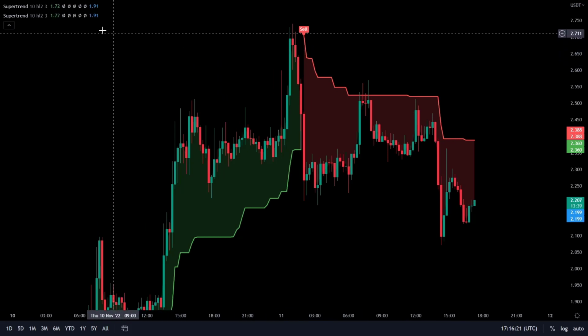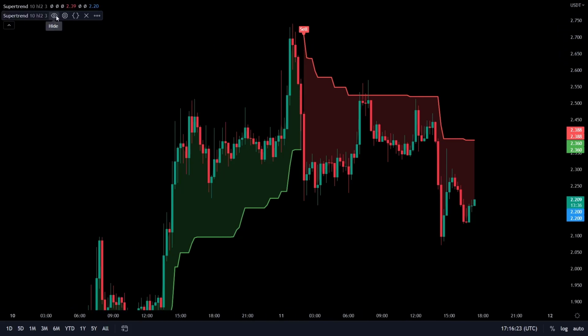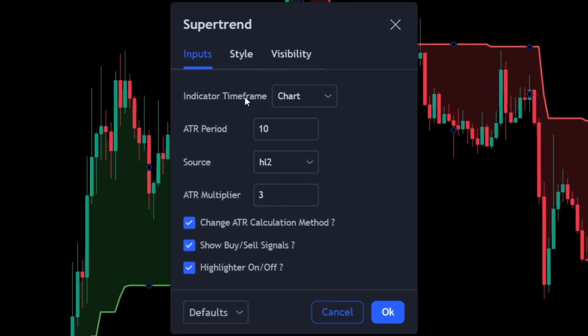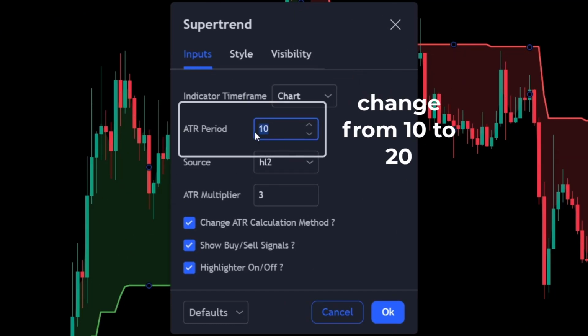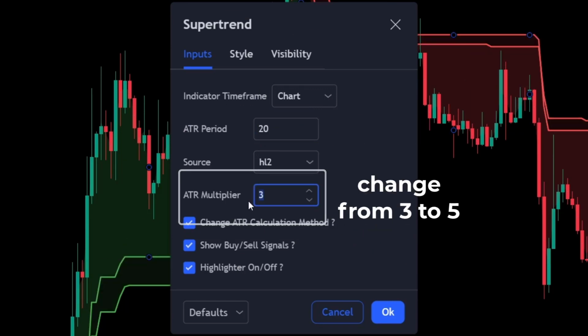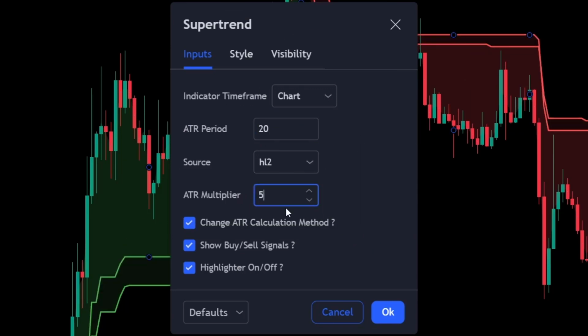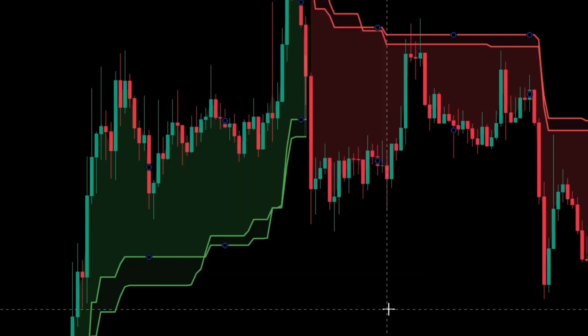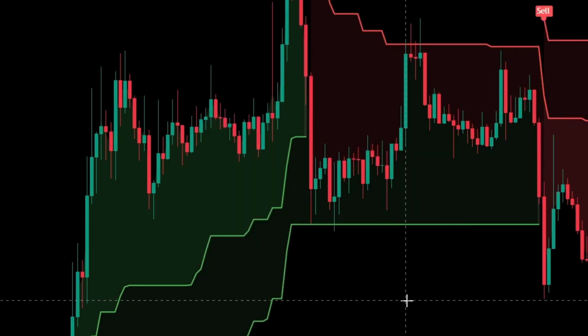Once we have added two Supertrend indicators, we go to the second indicator and open up Settings. In Settings, we change the ATR period from 10 to 20. Also, we change the ATR multiplier to 5. The second Supertrend now acts as a long-term Supertrend, while the other classic one operates at a shorter time frame. Now we are ready and fully prepared for the technique.